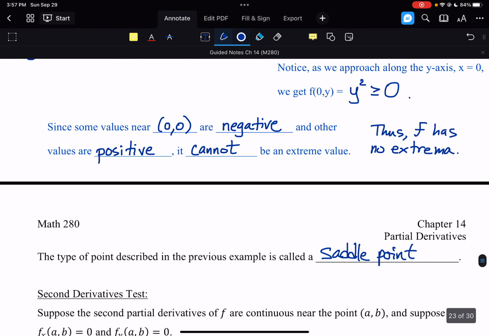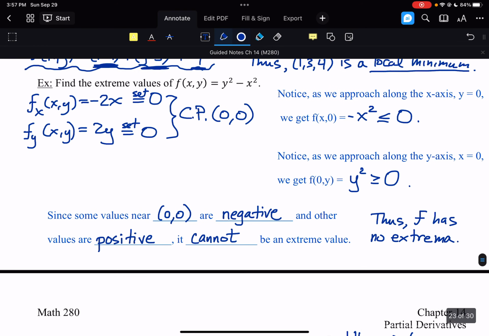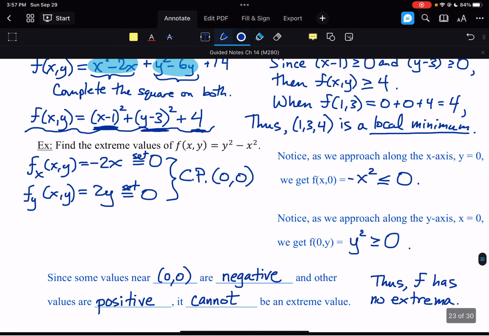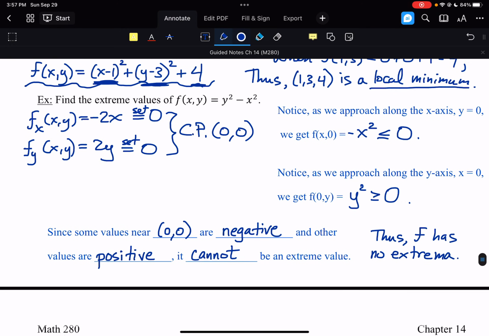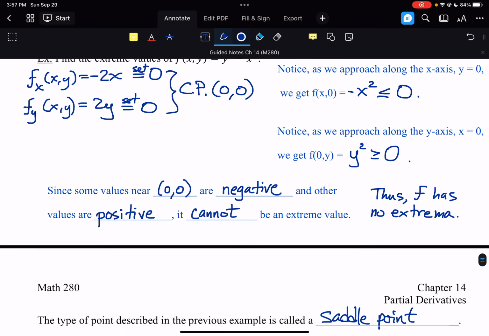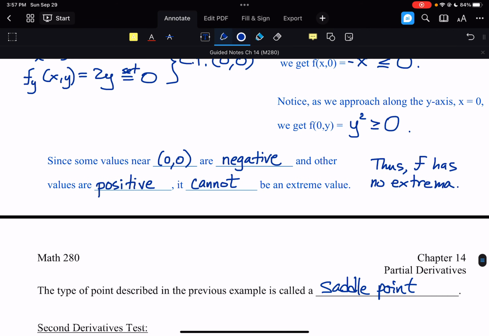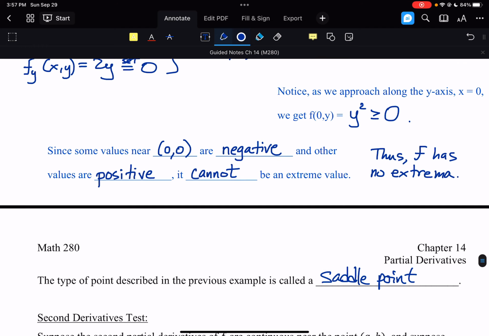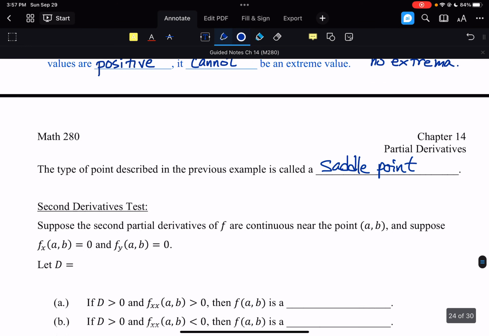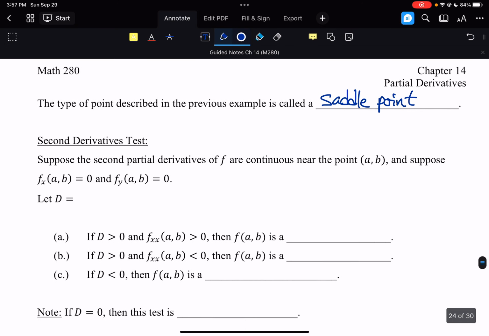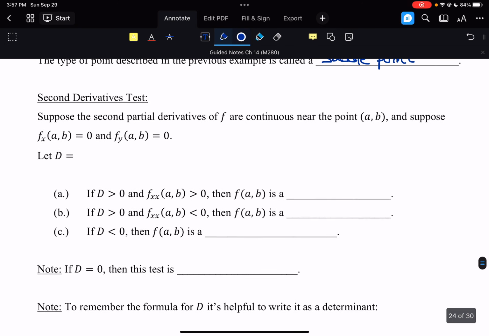Now, we don't want to have to keep reasoning through our extreme value tests like we did in these two examples back here. We want to have a definitive test like we did in Calc 1, right? We had the first and second derivative tests for maxes and mins. Well, it turns out we do have one in Calc 3 as well. This is the second derivatives test.